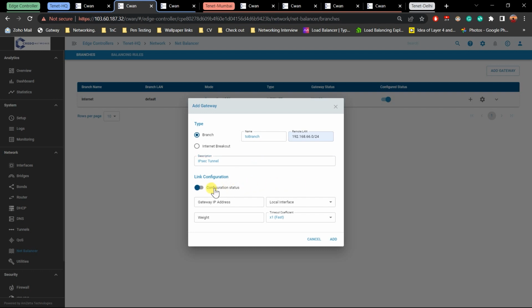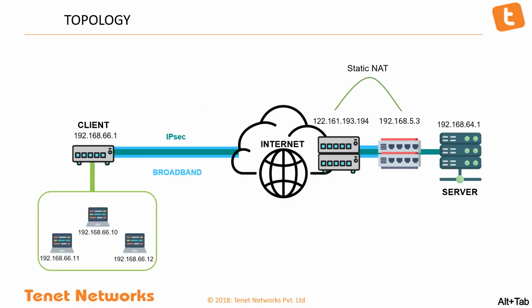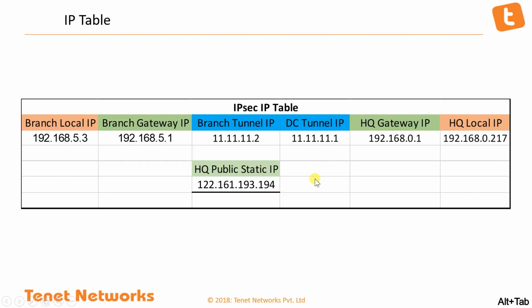And then we'll switch the configuration status on and give it a gateway IP address of 11.11.11.2. As you can see here, we have a branch IP address of tunnel IP address. So we are at DC now. So the other side is 11.11.11.2.